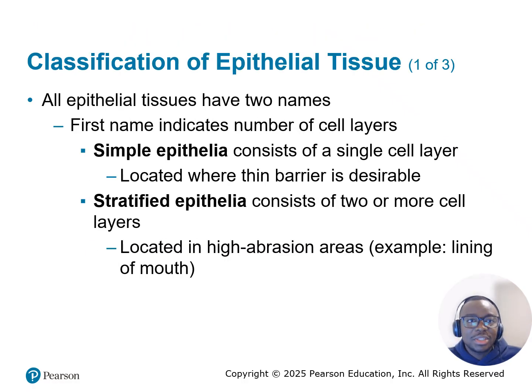How are epithelial tissues classified? All epithelial tissues have 2 names. The first name indicates the number of cell layers and can be divided into simple or stratified epithelia. Simple epithelia consists of a single cell layer. Stratified epithelia consists of 2 or more cell layers.